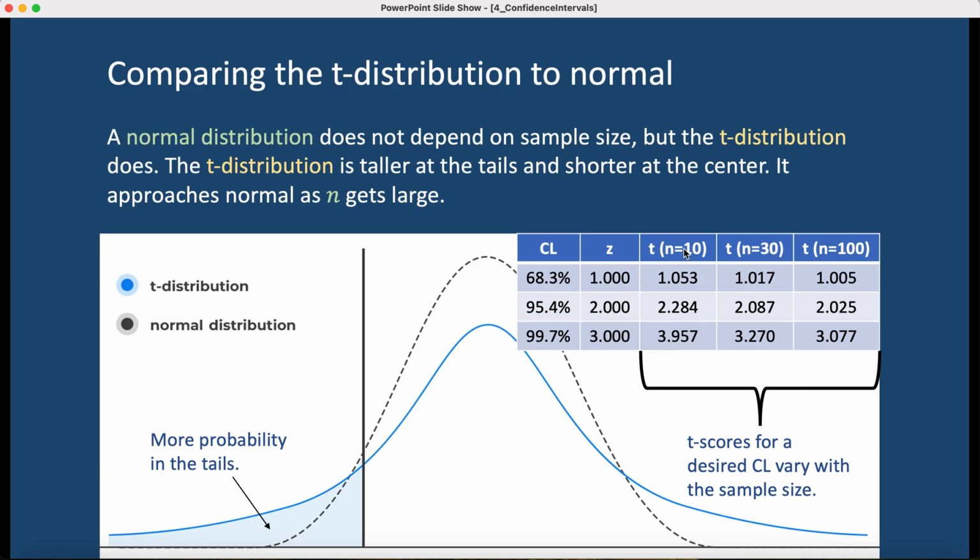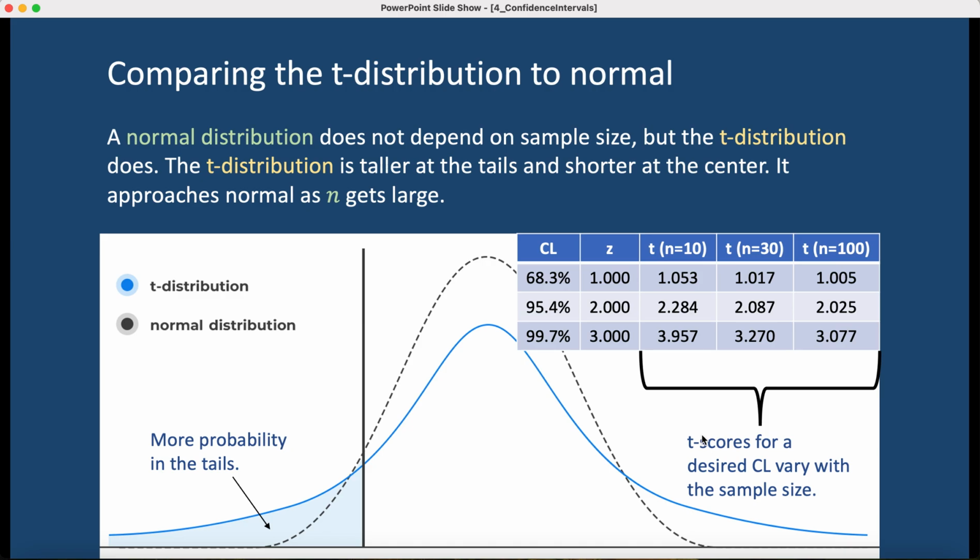But then you'll notice what happens as you increase the sample size: the values get closer to what we expect from the normal distribution. So it's 1.005 when you have a sample of 100. It's 2.025. It's 3.077. So the bigger the sample, the less important this is. But when you have a small sample and you're estimating both the mean and the standard deviation from the sample, then you should really be using the t-distribution that accounts for that extra uncertainty in the estimations.